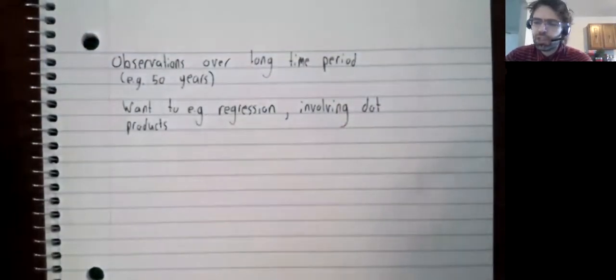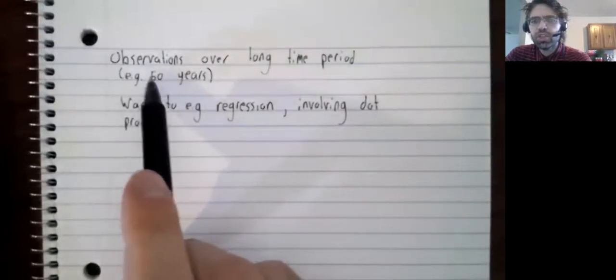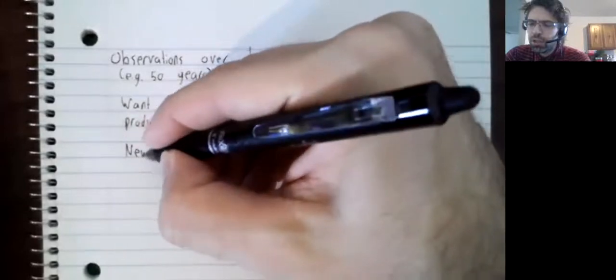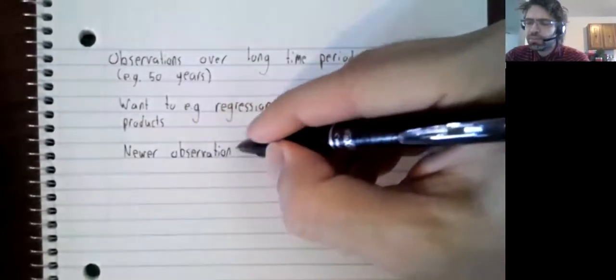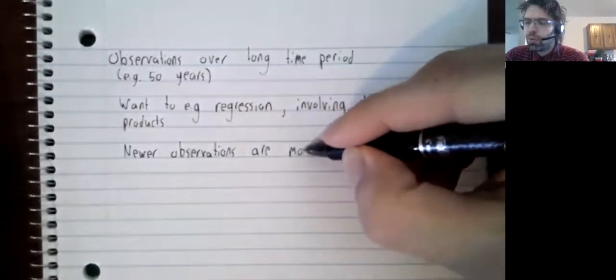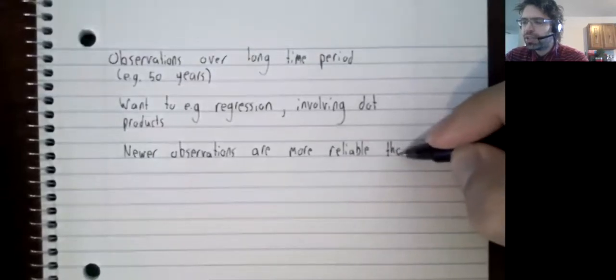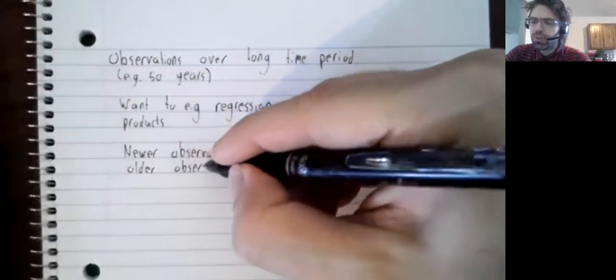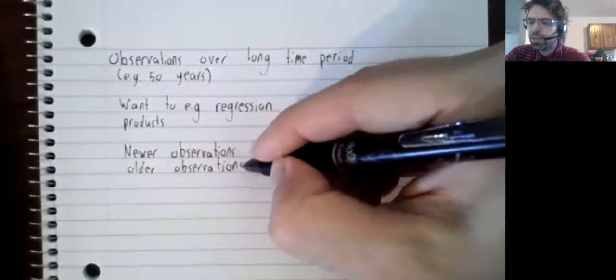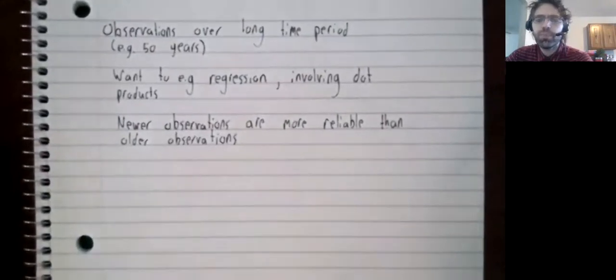Let's put a wrinkle on this, however, because you've been performing these observations so long. Your newer observations are more reliable than your older observations. Because, for example, improvements in technology have improved your ability to make reliable measurements.